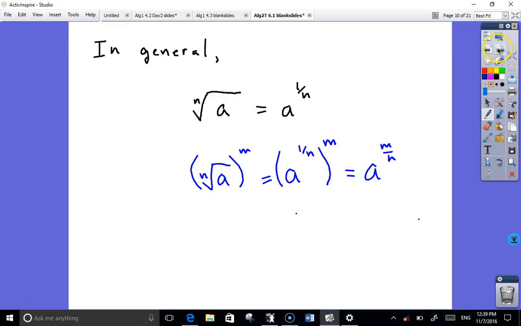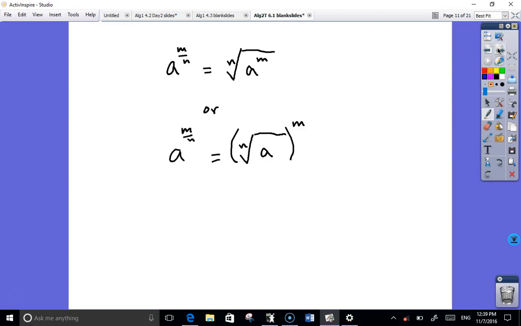So that leads to this. If you have a to the m/n, that's the same thing as the nth root, a radical, the nth root of a to the m. I mean, that's literally saying a to the m to the 1/n. Right, this is the one we did on the last slide. This is a to the 1 over n, to the m. And in either case, when you multiply m times 1 over n, you get m over n.